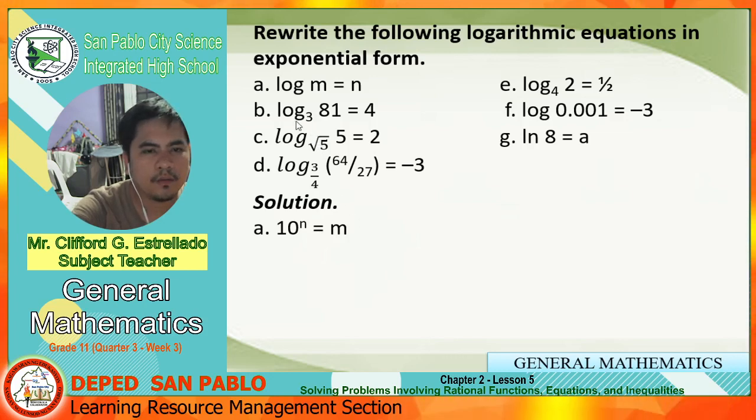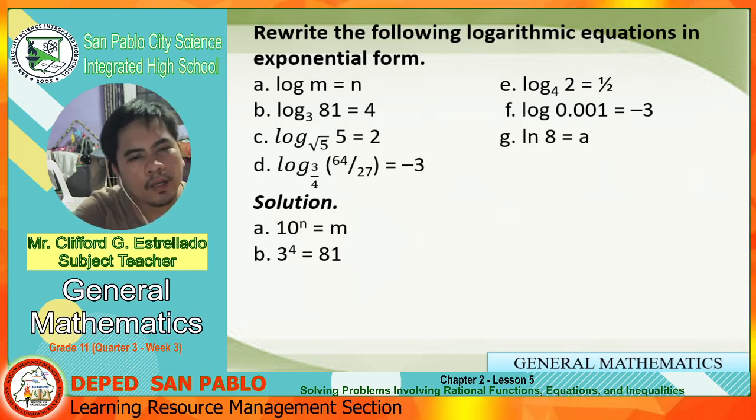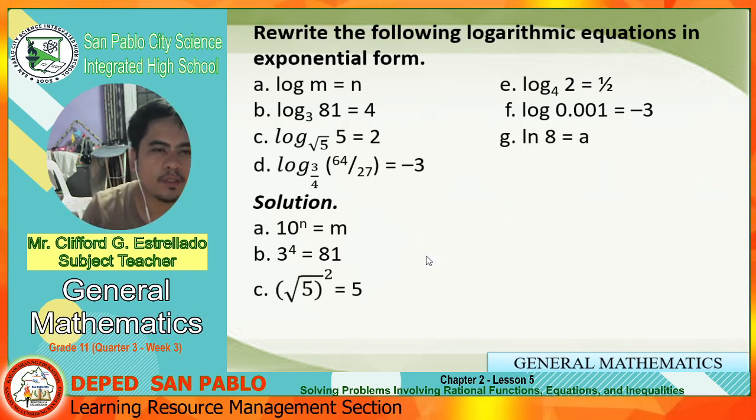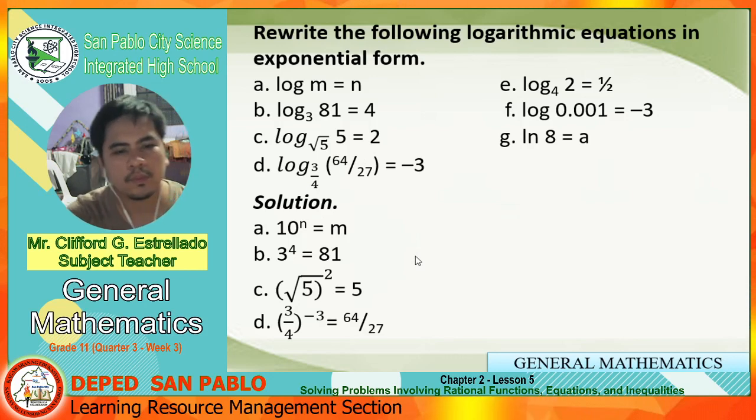Letter B, base is 3. So, we have 3 raised to 4 is equal to 81. Letter C, logarithm of 5 with the base of square root of 5 is equal to 2. So, we have square root of 5 squared is equal to 5. Letter D, logarithm of 64 over 27 with the base of 3/4 is equal to negative 3. So, we have 3/4 raised to negative 3 is equal to 64 over 27.